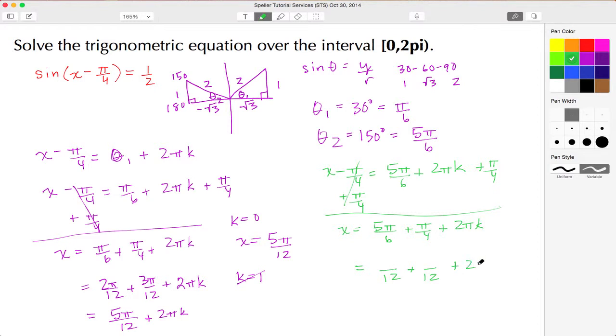Let me just rewrite everything else. For the 6 to become a 12, I multiply by 2, so that means I multiply this numerator by 2, so this becomes 10 pi. For the 4, I multiply by 3 to get 12, so I multiply the numerator by 3 to get 3 pi. Then I do my combination. 10 pi plus 3 pi gives me 13 pi, and again, that's over 12 plus 2 pi k.